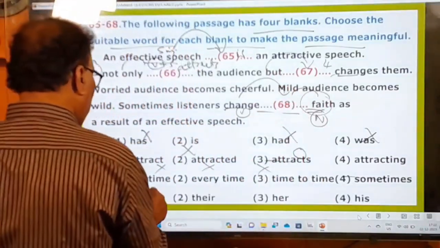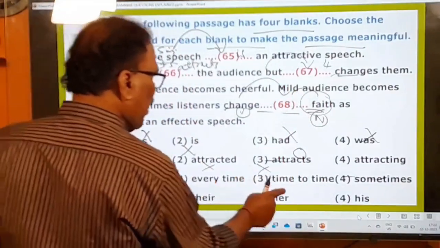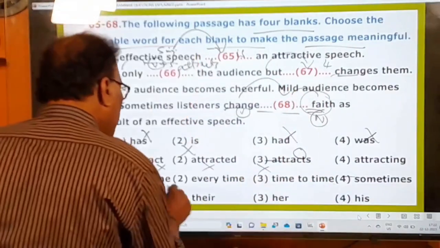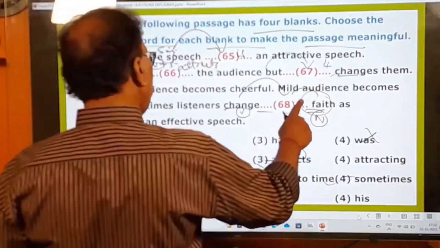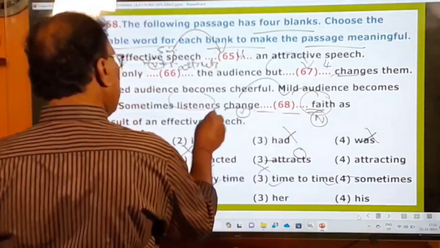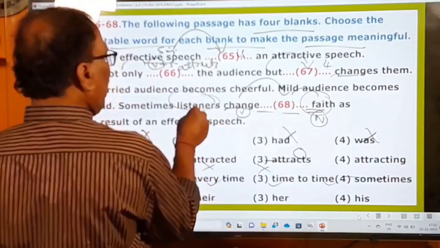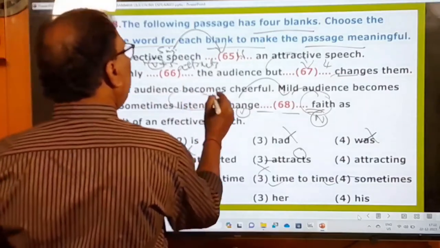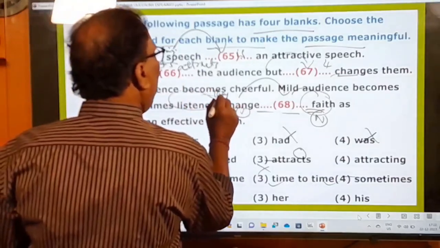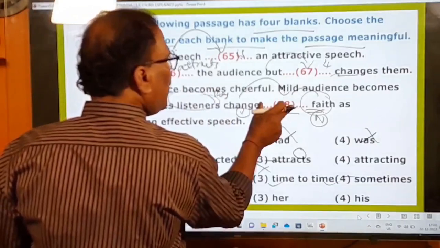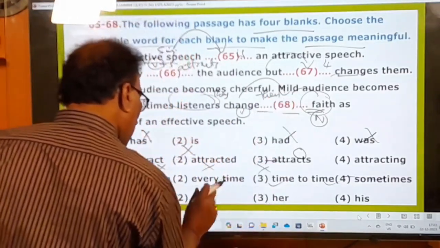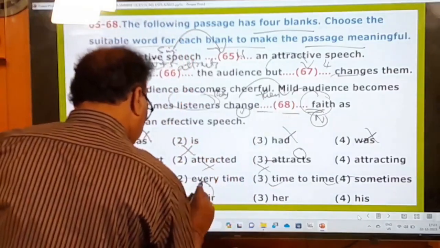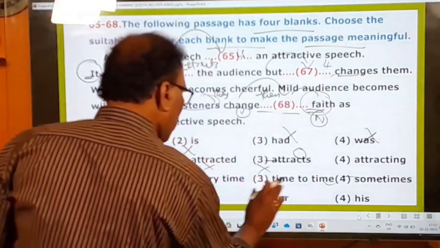Our, their, her, his. These are all possessive adjectives, not normal adjectives. And here what must be used? Listeners. Listeners means many listeners are there, so it stands for they. And for they, what should be the possessive adjective? Their. So here their must be used. This is the right one, and all others are wrong.